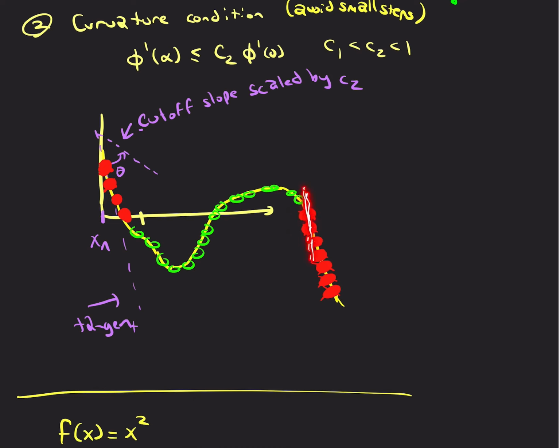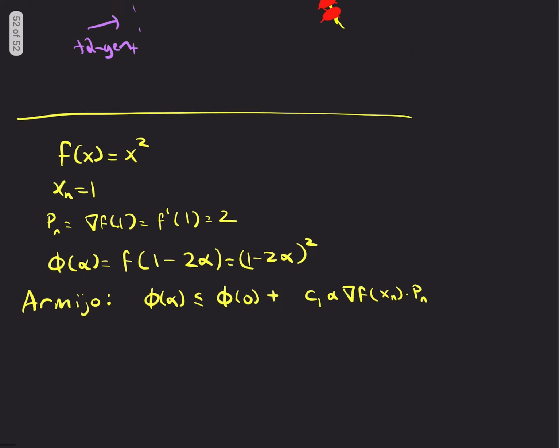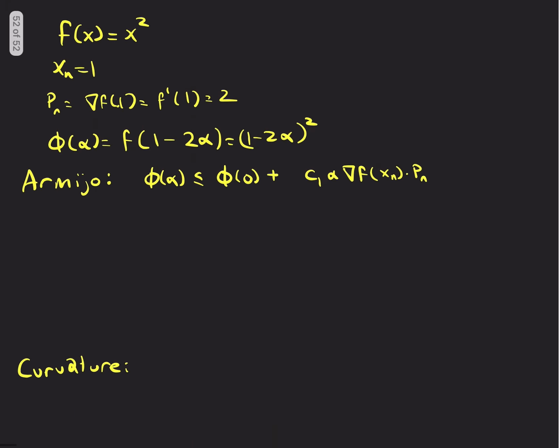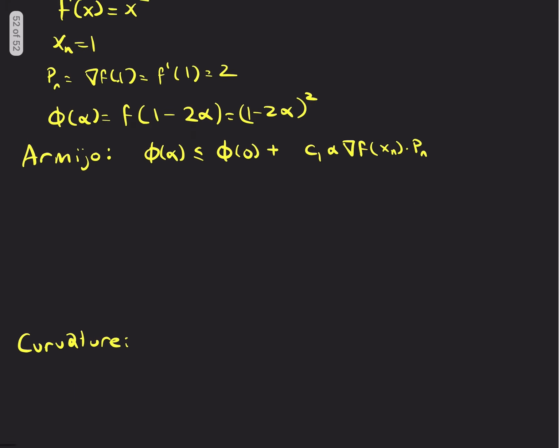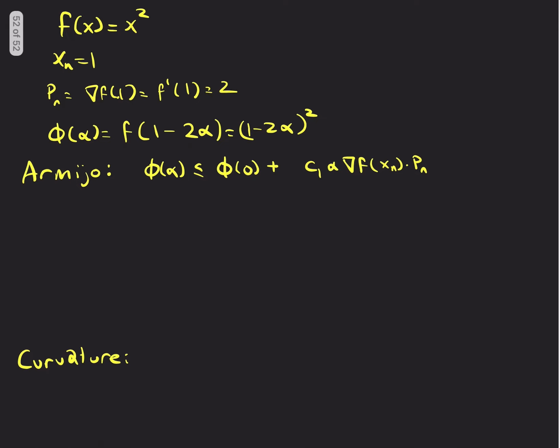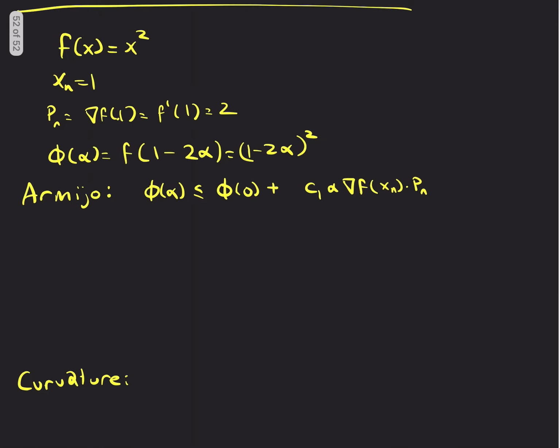So let's go back to the original. Those are the two conditions. Let's look back at what exactly happened in that first case, starting with Armijo. We're taking f of x equals x squared, x_n is 1. p_n is negative the gradient at 1, which is negative 2. And so phi of alpha is just (1 minus 2 alpha) squared.